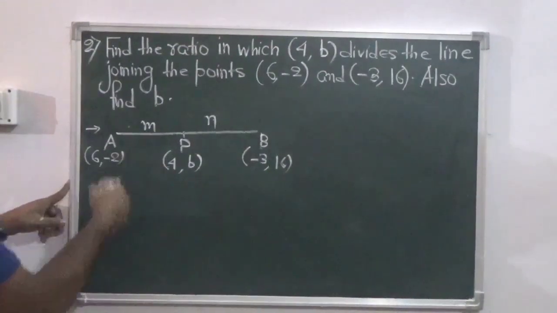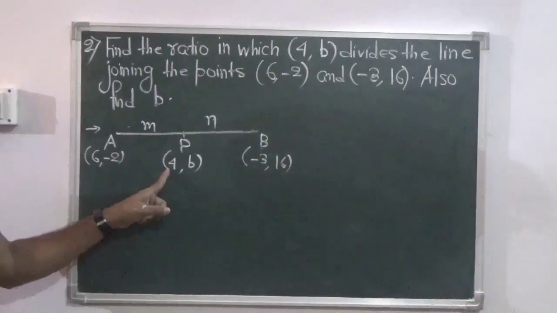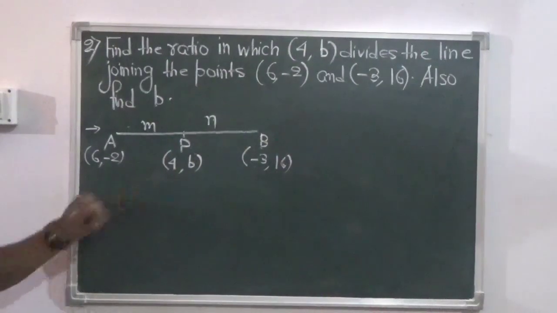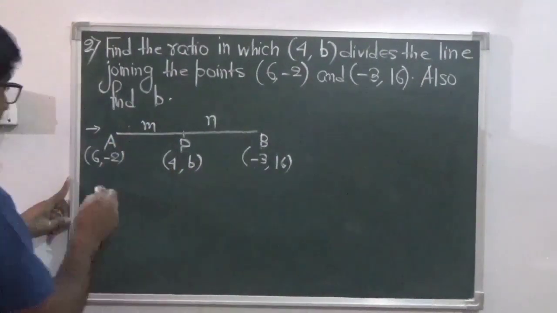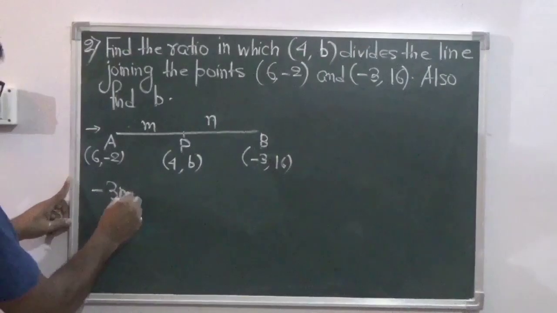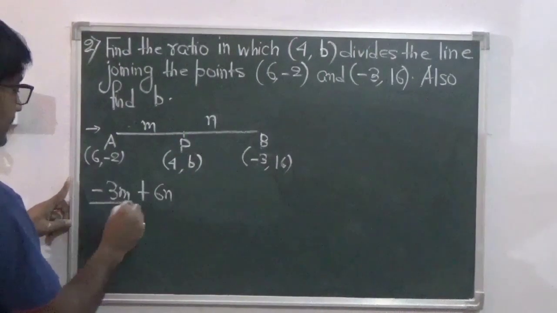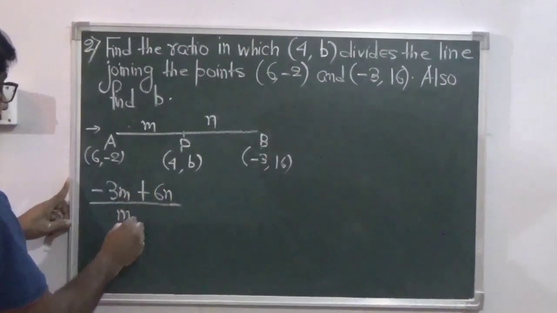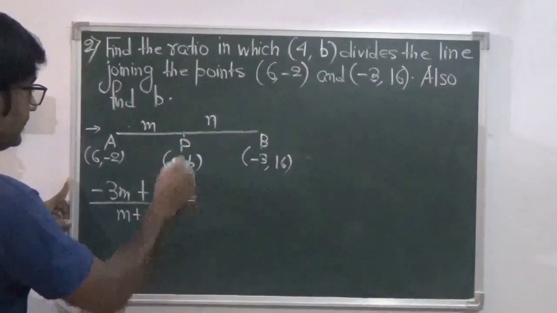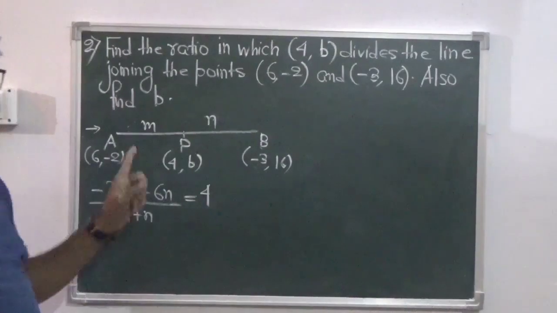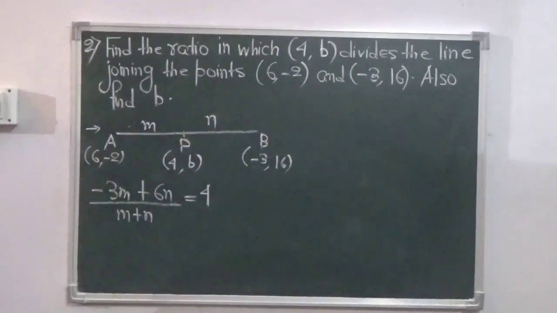So since we know the value of the x coordinate of P, we will apply this. So you have m into minus 3, that is minus 3m, plus n into 6, that is 6n, divided by m plus n, and this value is equal to 4. Hopefully it is clear to you. You have already done it and are doing it.